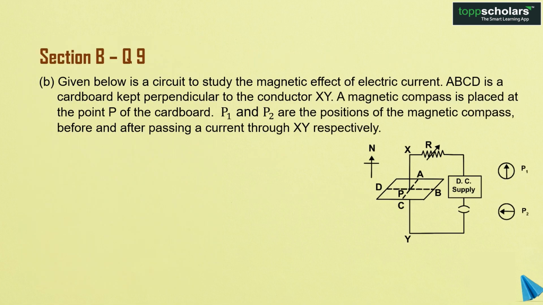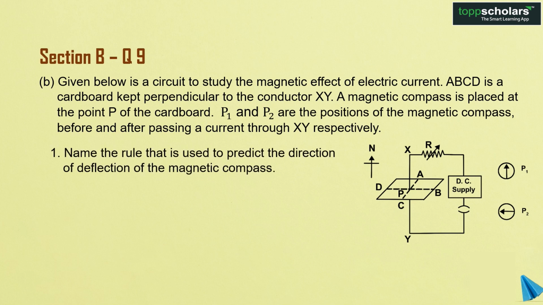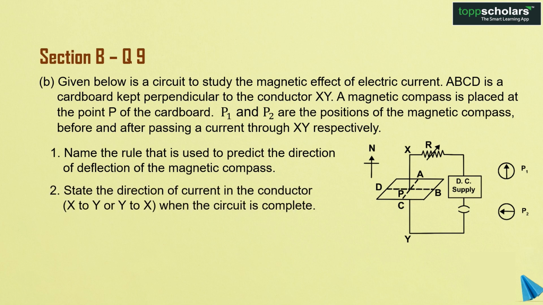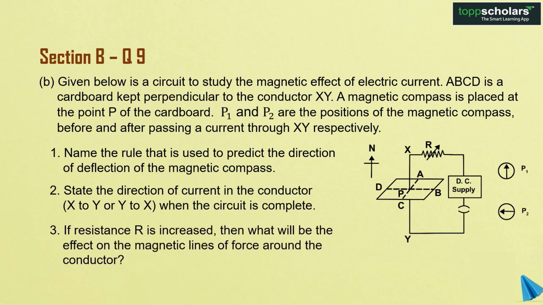B part. Given below is a circuit to study the magnetic effect of electric current. ABCD is a cardboard placed perpendicular to the conductor XY. A magnetic compass is placed at the point P of the cardboard. P1 and P2 are the positions of the magnetic compass before and after passing a current through XY respectively. So we are supposed to name the rule that is used to predict the direction of deflection of the magnetic compass. Second, state the direction of current in the conductor, X to Y or Y to X, when the circuit is complete. And then, if the resistance R is increased, what will be the effect on the magnetic lines of force around the conductor? 3 questions.